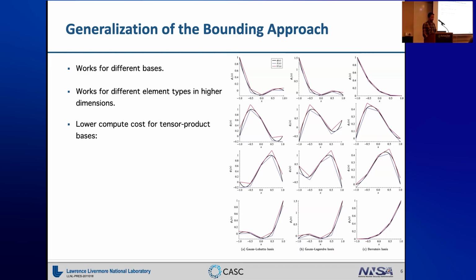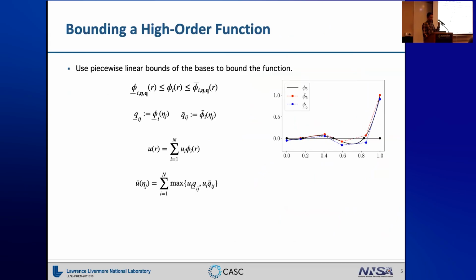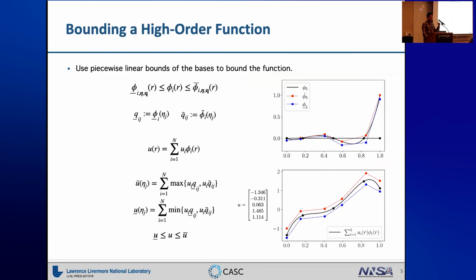And if you're using our favorite tensor product elements, you can use the tensor product property to lower the cost. I just realized I skipped past the cost on the previous slide, so I'll go back really quick. The cost of this procedure is O of n times m. N is the number of basis functions. M is the number of control points you're using to build the basis.